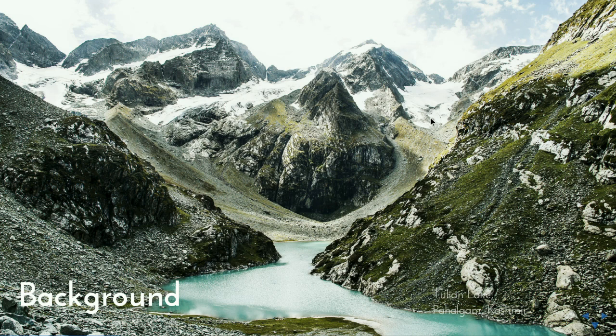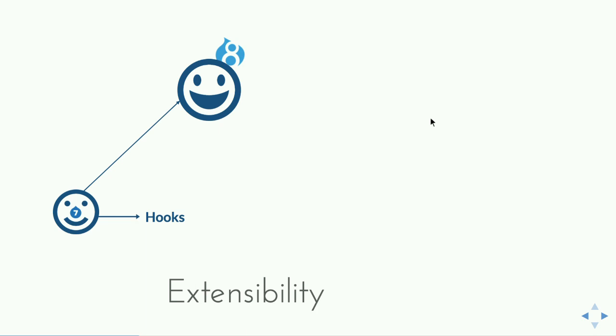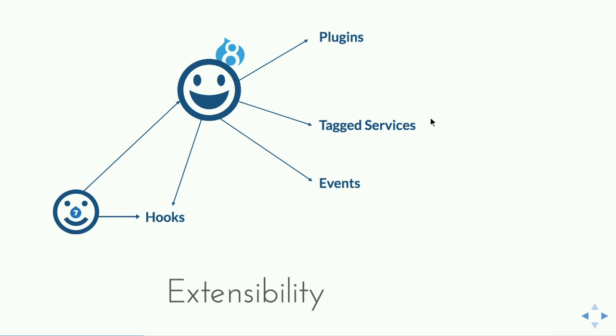So let's talk a little bit about the background of what we are going to talk about today. The whole thing is about extensibility. So you want to make your applications extensible. In Drupal 7, whatever you had to do, you did with hooks. And then with the introduction of Drupal 8, we became a little happier. We had many ways of doing the same thing, many ways of allowing our applications to be extendable. We have plugins, we have tag services, we have events, and then we have hooks as well.